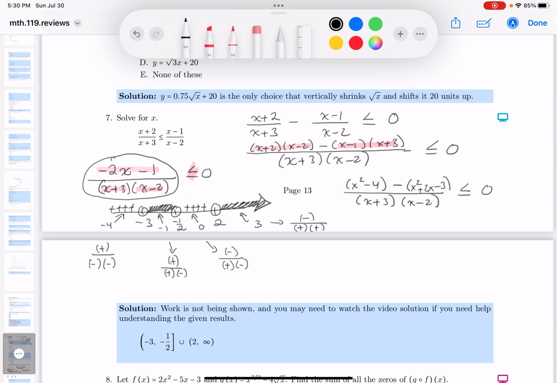Is it ever equal to 0? It is. When? At minus 1/2. Because the top becomes 0. But minus 3 is not going to produce a 0. It produces a division by 0. And 2 does not produce a 0. It produces a division by 0.